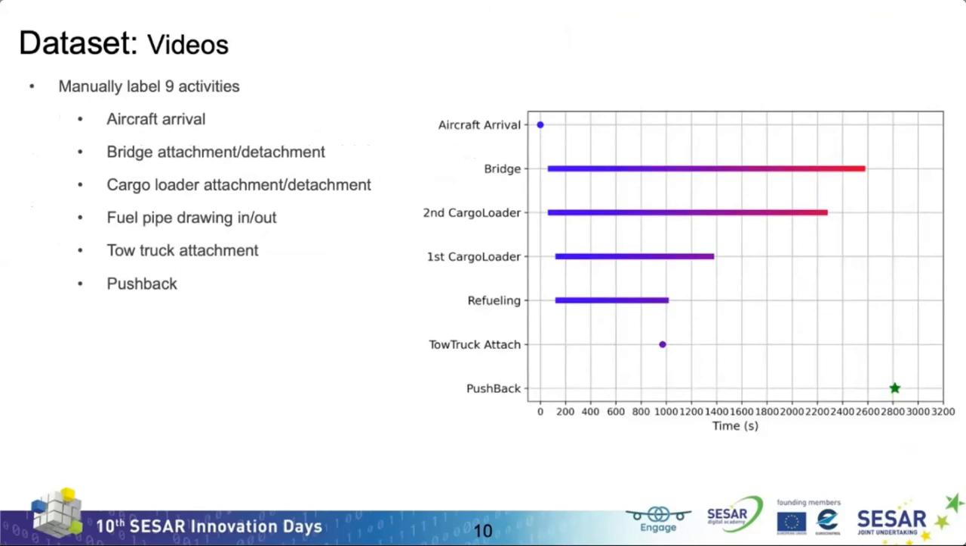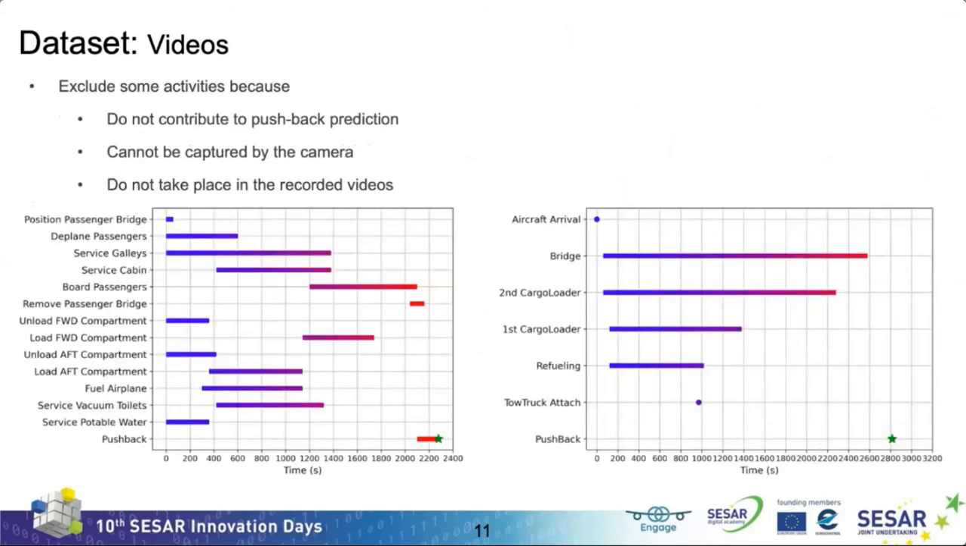In the videos, we also label 9 activities, including aircraft arrival, bridge attachment, detachment, cargo loader attachment, detachment, fuel pipe in, out, tow truck attachment, and pushback. Compared to the airport planning manual, there are some excluded activities because they do not contribute to the pushback prediction algorithm, such as load and unload compartment, or they cannot be captured by the camera, like service galleys, service cabin, or they do not take place in the recorded videos, like service vacuum toilets, service potable water.